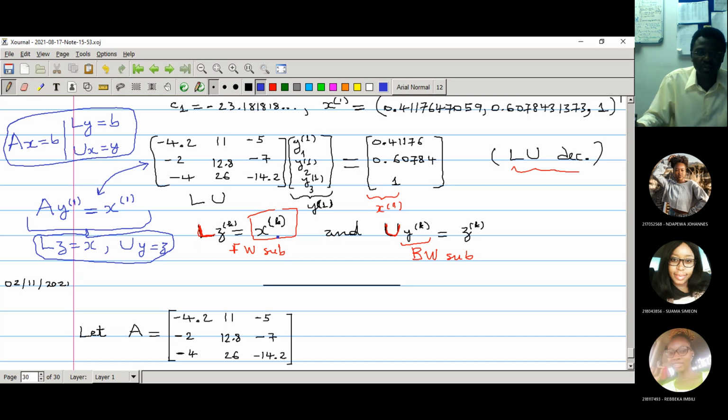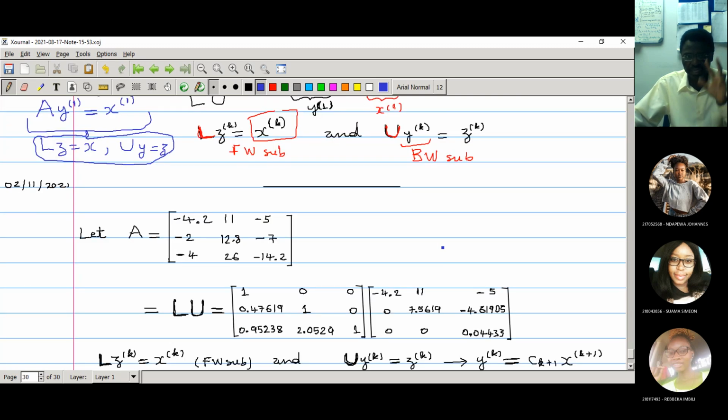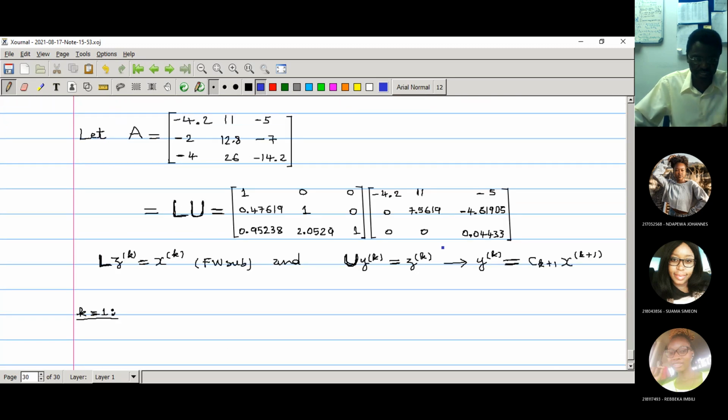And then we'll use U with the original unknown, which is Y. We have UY with the new variable Z. So that is what we'll be using here. So we solve LZk equal to Xk and UYk equal to Zk. That's what we will be performing at each iteration. So I repeated that here: LZk equal to Xk and UYk equal to Zk.